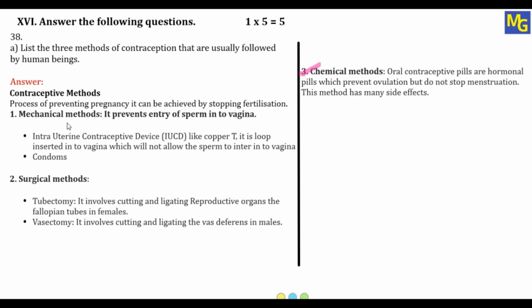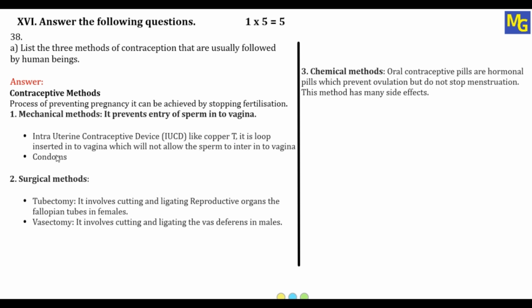So first we will start with mechanical method. It prevents entry of sperms into vagina. So here we have two methods. One is intrauterine contraceptive device, that is IUCD. You should remember the full form of this, that is intrauterine contraceptive device, like copper T. Copper T is one of the IUCD devices which is used to avoid the pregnancy.